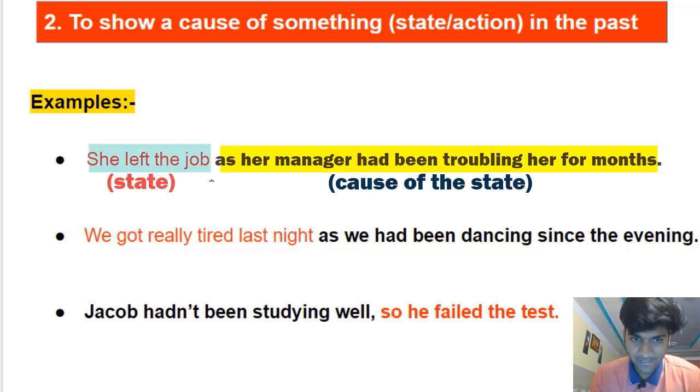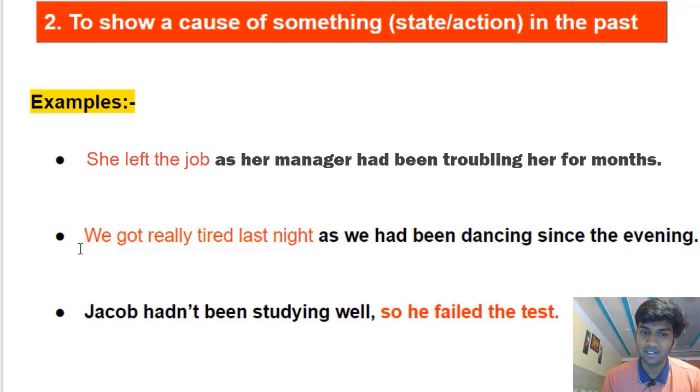So the outcome is she left the job, right? This action happened. Now the question is why it happened, what is the cause of this action? This action happened because an action had been happening before this. Her manager had been troubling her for months, for many months. You can talk about the exact time duration as well. Her manager had been troubling her for 6 months, 3 months. You can talk about it. For months means for many months, all right? She left the job. Why? What is the cause for this? As her manager had been troubling her for months.